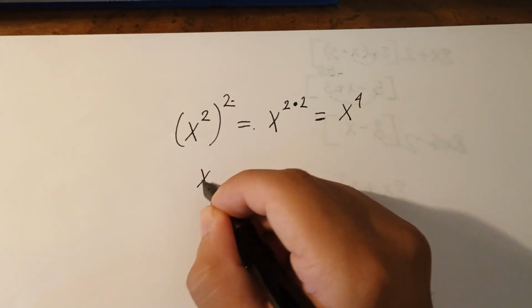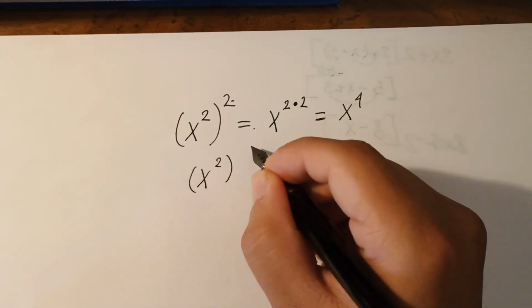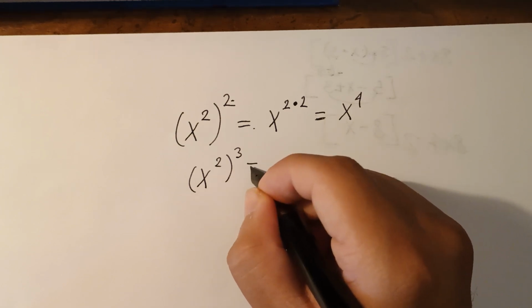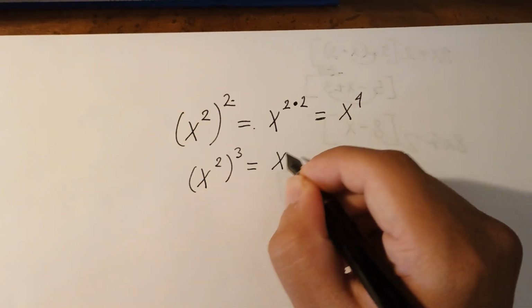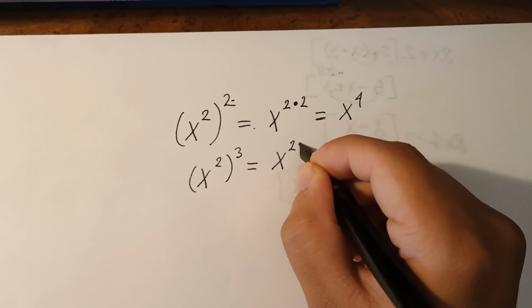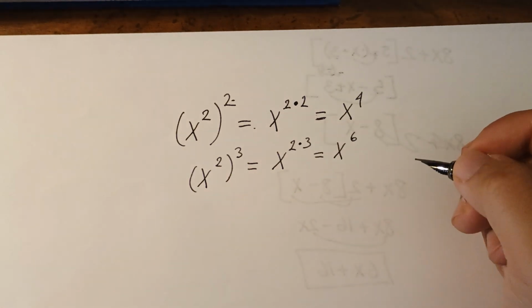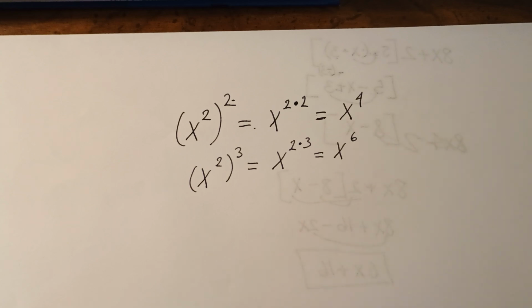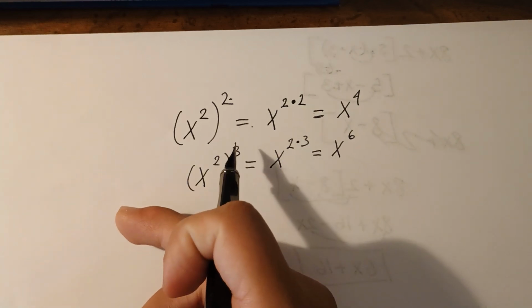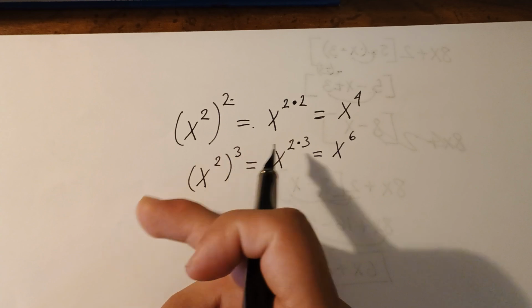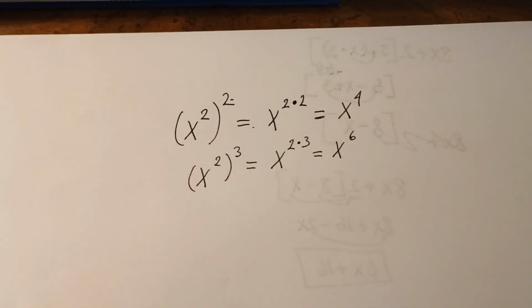If I had x squared to the power of 3, we're going to have x to the 2 times 3, which is x to the power 6. So when we have an exponent to an exponent, we're just going to multiply the exponents, and get 6.